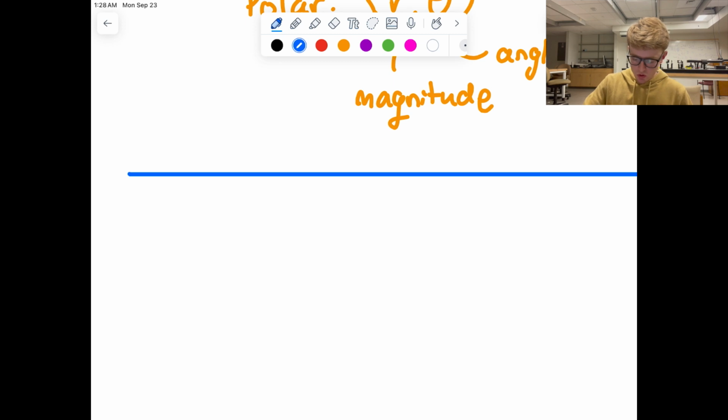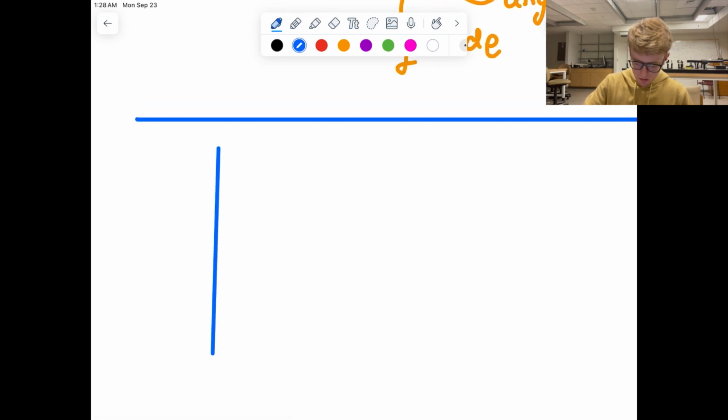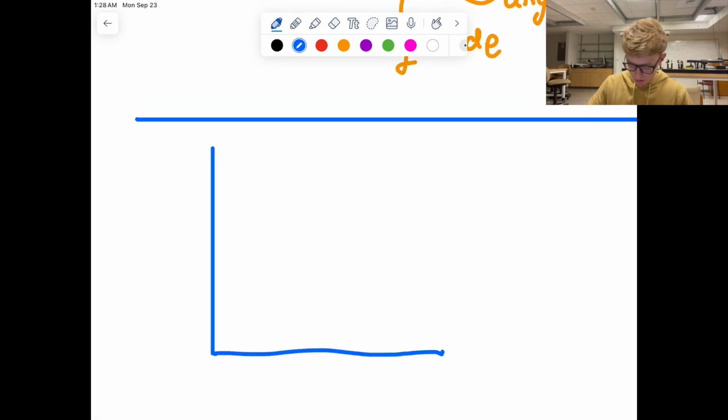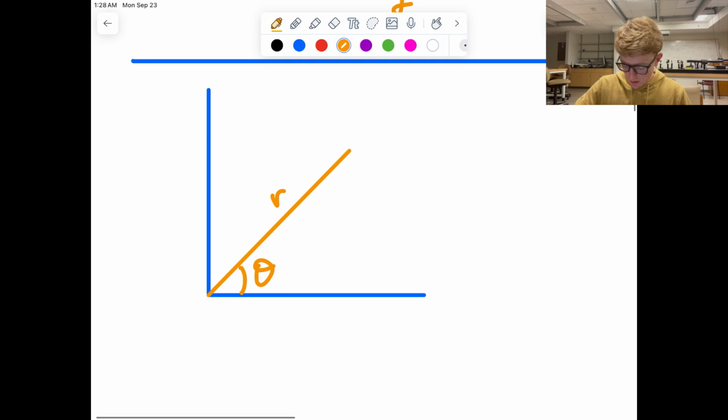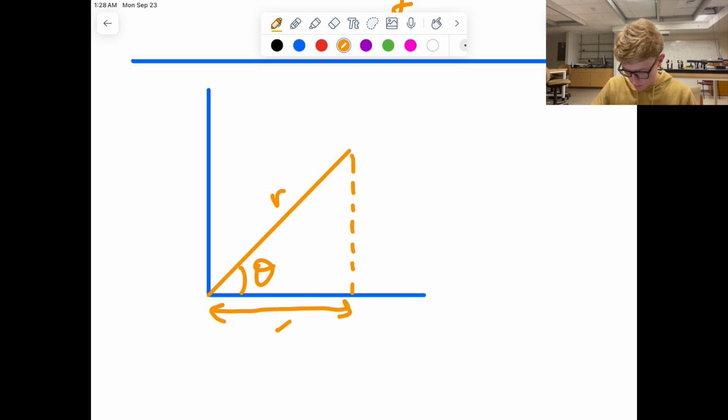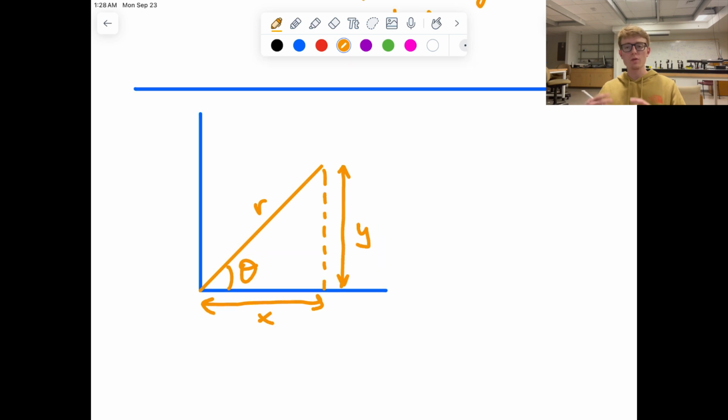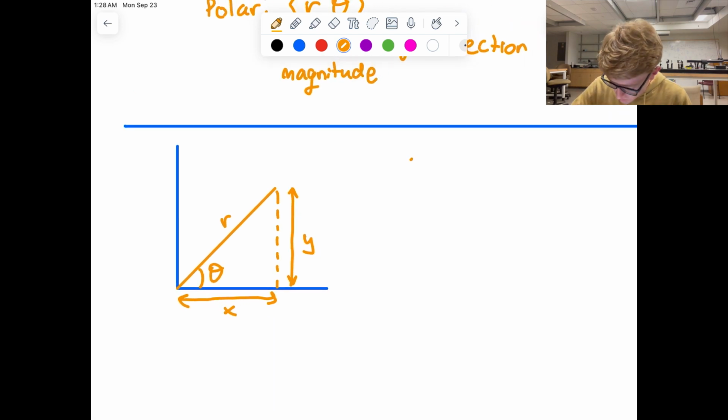So I'm just going to redraw my little diagram here to make this really clear. I'll have my vector, and it has some magnitude r. It's got this angle theta, and then we're going to have some distance here. This side is going to be called x, and this side is going to be y. Okay, so we've got all the information we need. So first things first, let's go from Cartesian to polar.